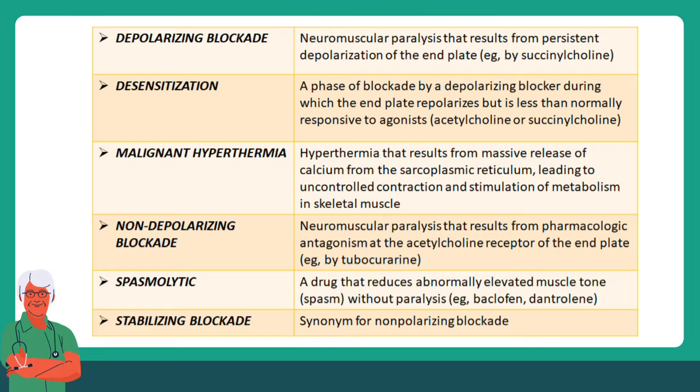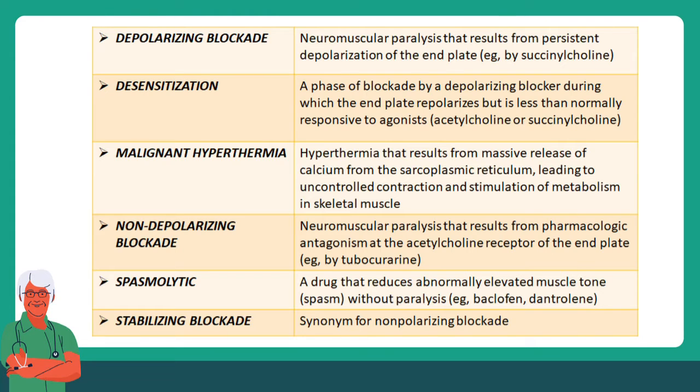So here are the terms that you need to know in this report. Depolarizing blockade: neuromuscular paralysis that results from persistent depolarization of the end plate. Next is desensitization, a phase of blockade by a depolarizing blocker during which the end plate repolarizes but is less than normally responsive to agonists. Next is malignant hyperthermia: hyperthermia that results from massive release of calcium from the sarcoplasmic reticulum, leading to uncontrolled contraction and stimulation of metabolism in skeletal muscle.